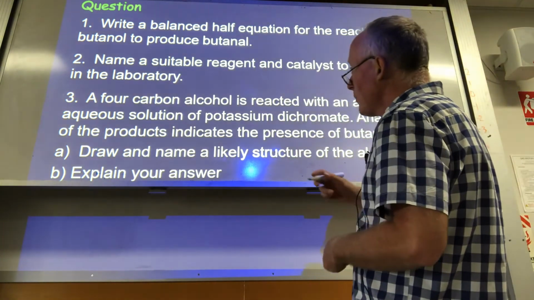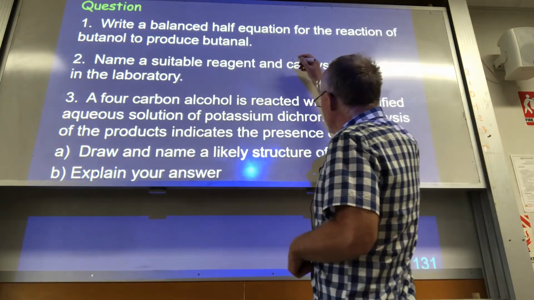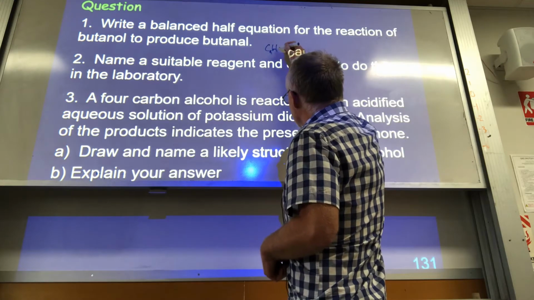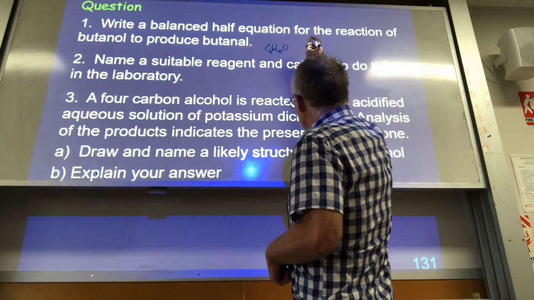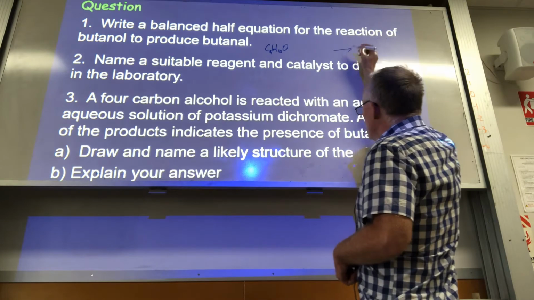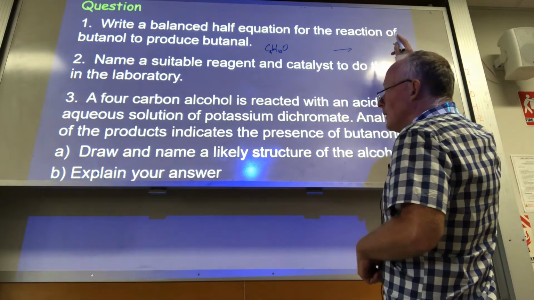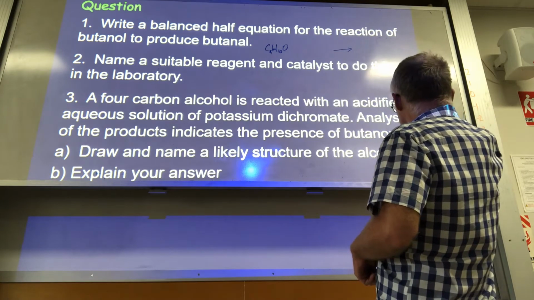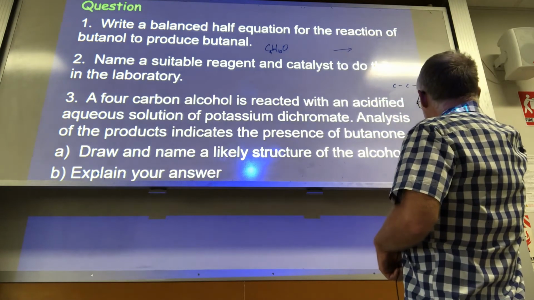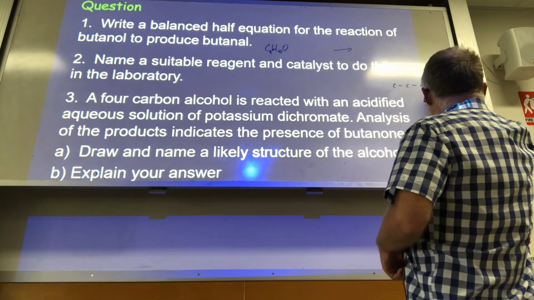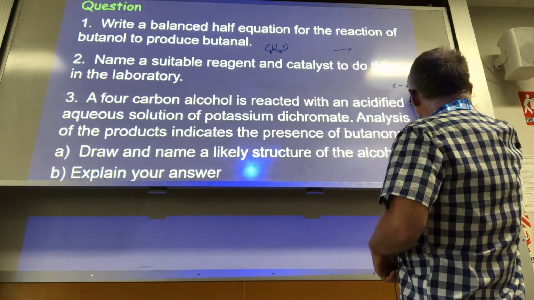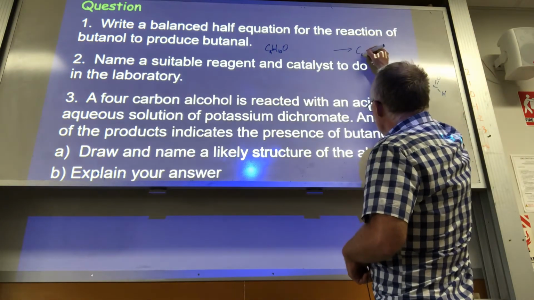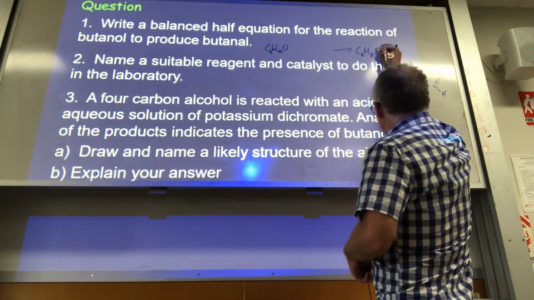And you just follow your basic redox steps. So, I'm going to write the molecular formulas of butanol and butanal. Butanol, C4H10O, is going to react to form butanal. Now what's the molecular formula of butanal? Well, if in doubt, draw it out. So we see C4H8O.